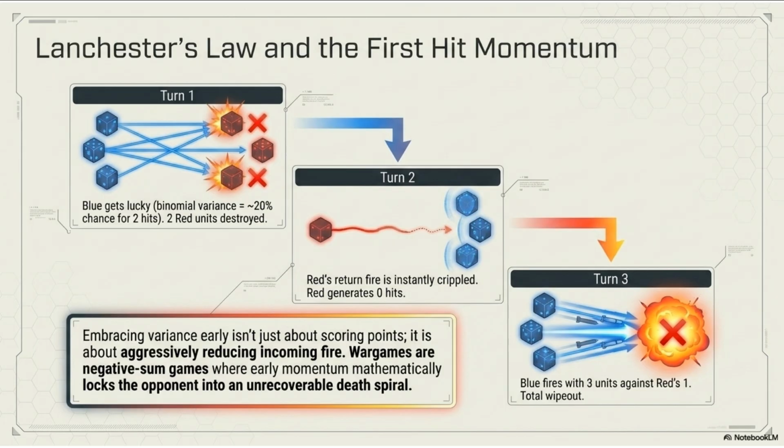And there's a strategic layer too, right? Yeah. I mean, if I kill 2 of your guys, I haven't just reduced your numbers. I've reduced your outgoing fire for next turn. That is the first hit effect. By suppressing or killing multiple enemies early, you protect your own troops from return fire. If blue gets lucky and kills 2 red units in turn 1, red only has 1 guy left to shoot back. The game is pretty much over right there.